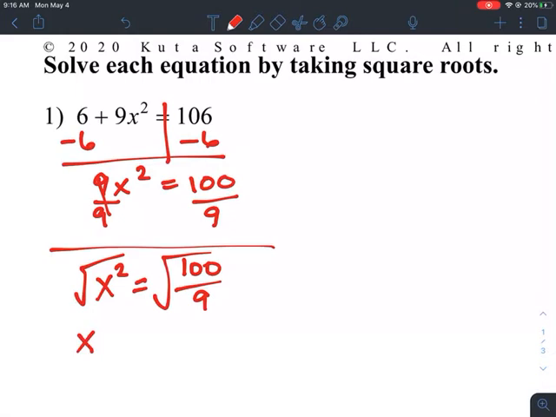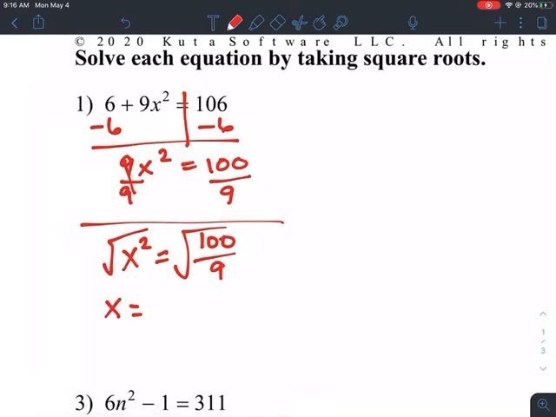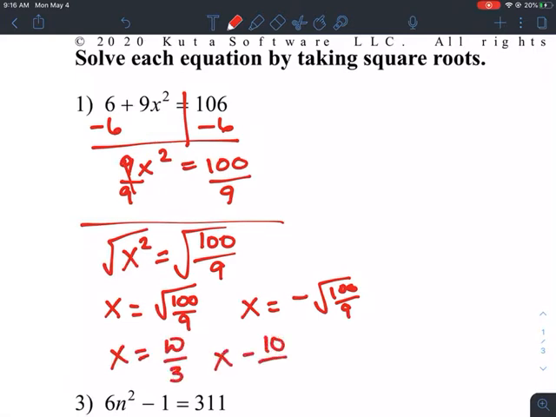And the important thing to remember is that when you have something squared, you always have two answers. So x could be the positive square root of 100 over 9, or x could be the negative square root of 100 over 9. Now, if you remember your perfect squares, you would know that 100 and 9 are both perfect squares. So this one's actually really easy to simplify because it's just 10 over 3 and negative 10 over 3.